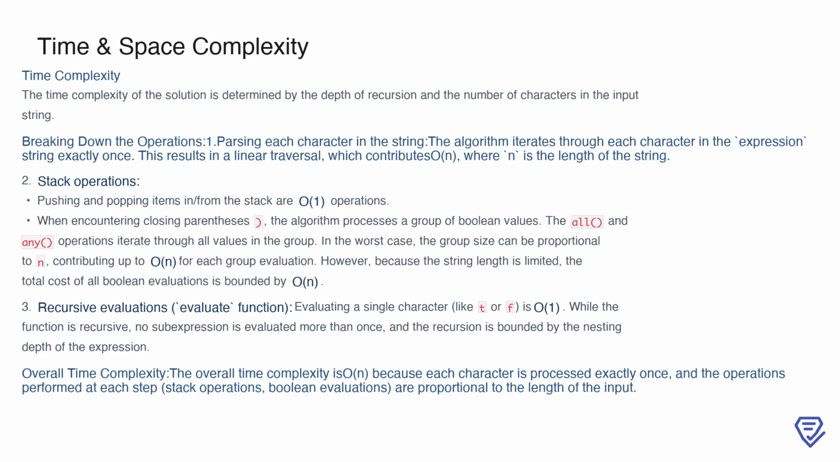However, when encountering a closing parenthesis, the algorithm evaluates a group of Boolean values using operations like all or any. The size of these groups can, at worst, be proportional to the input size n, meaning that such evaluations also contribute O(n). Lastly, the recursive evaluations handle characters like T or F in constant time, O(1), and the recursion depth is limited by the nesting depth of the input expression. Taken together, the overall time complexity remains O(n), as each character is processed exactly once, and all associated operations are bounded by the length of the input string.